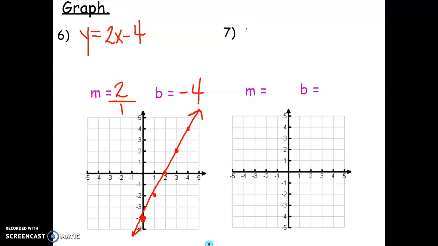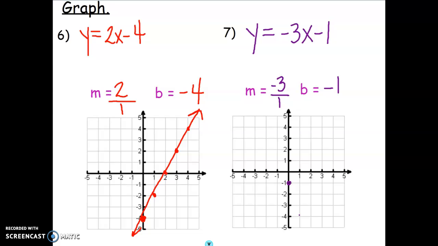All right, what if we had y equals -3x minus 1? -1 is our y-intercept. Our slope is -3. Again, that whole number we could turn into a fraction by putting it over 1. So we have some options.